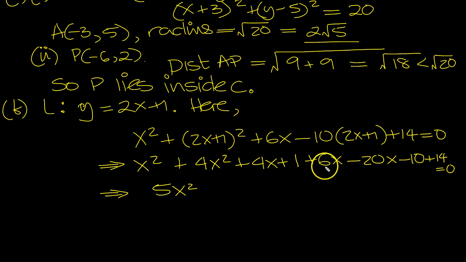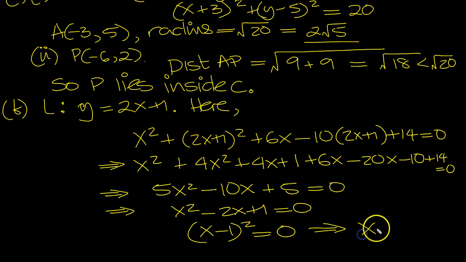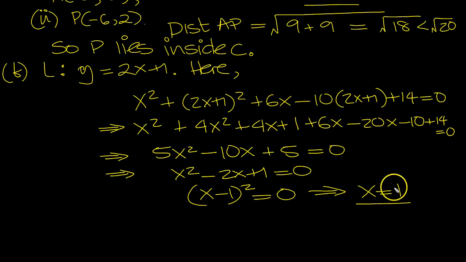4x, 6x is 10x, minus 20x is minus 10x. So that's the x's done. And now the numbers: 1 and 14 is 15, minus 10 is 5, equals 0. Divide by 5 all the way through. x squared minus 2x plus 1 equals 0. And this is none other than (x minus 1) squared, isn't it, when we factorize it? Which implies x equals 1. So just one solution, and that means the line is tangential to the circle. x equals 1.